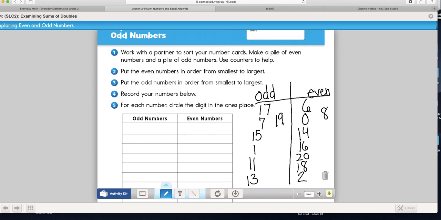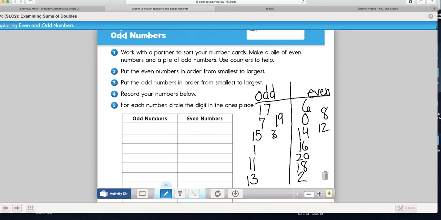12. Mackenzie, do you want to give 12 a try? Is it even or odd? Even. Fantastic, Mackenzie. Put that over here. 3. Is 3, Kaden, going to be even or odd? 3 is odd.